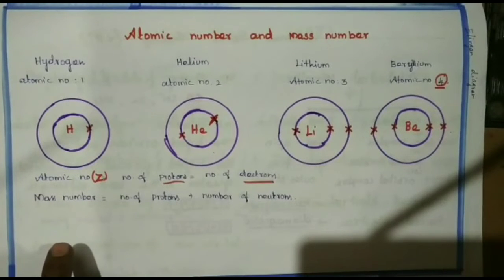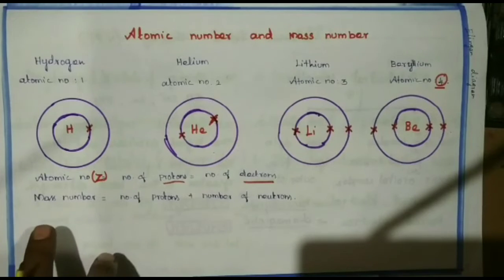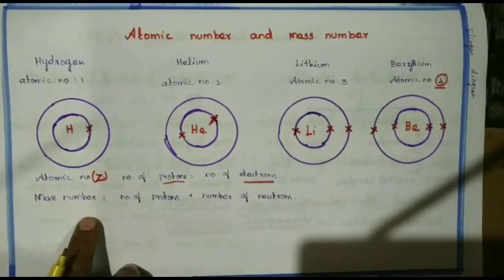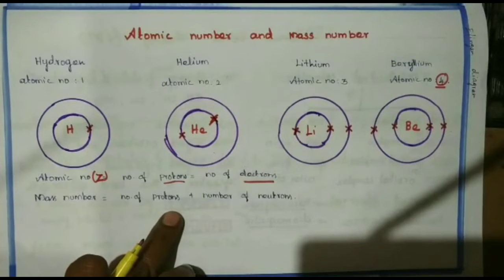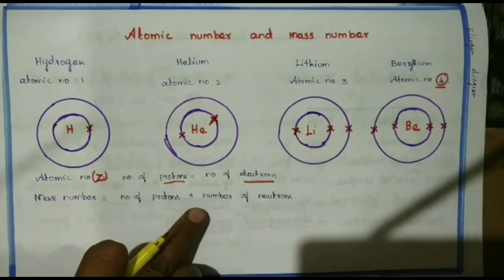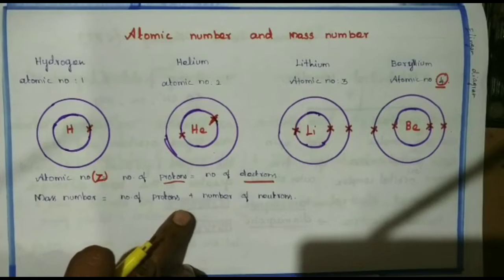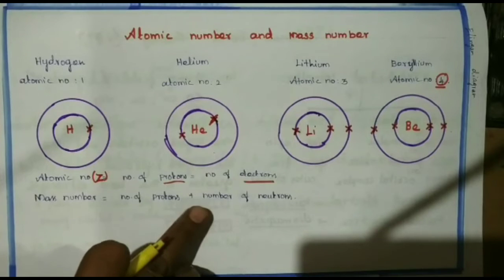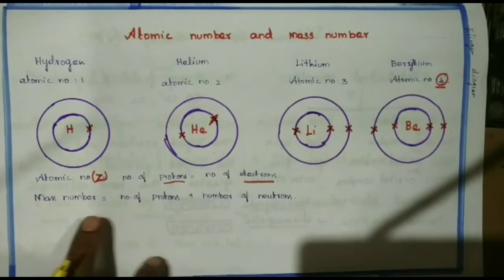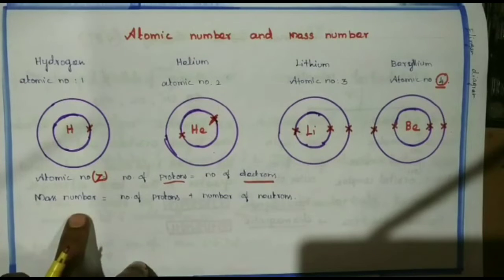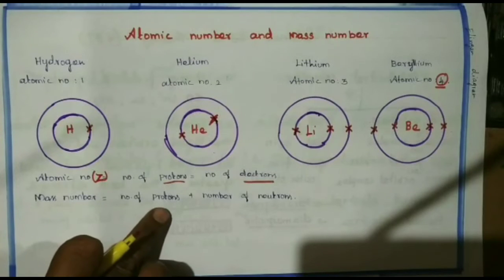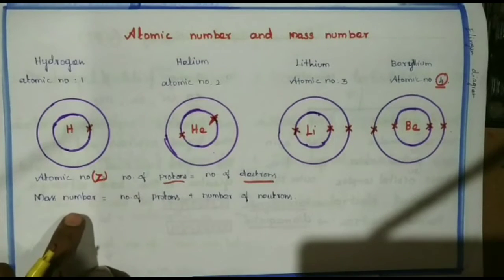Okay, next one is the mass number. Protons alone do not make up all the mass of an atom. Okay, the neutrons in the nucleus also contribute to the total mass. Therefore, what is mass number? Mass number is equal to the number of protons and the number of neutrons. The sum of the number of protons and the number of neutrons is called the mass number.